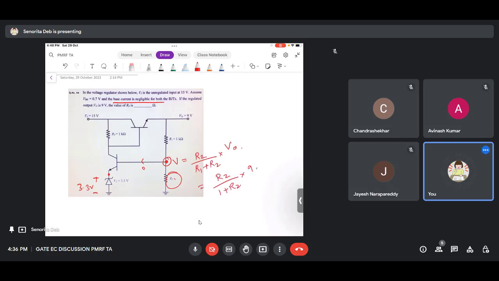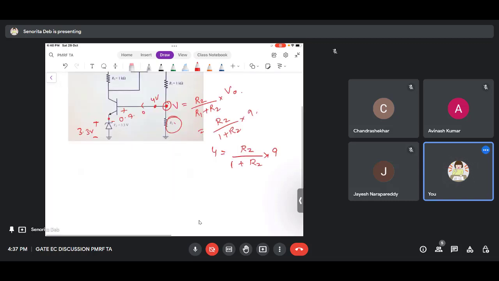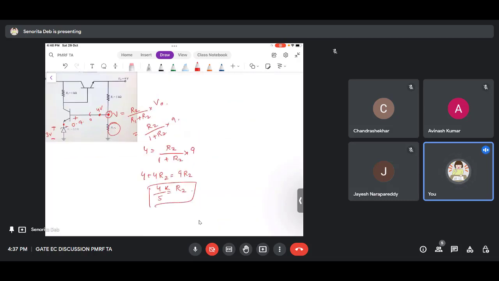This is already done. Now this I know it is plus minus 3.3. This I know it is plus minus 0.7. Right? So what is the value here? 4 volts. So just equate it. 4 equals to R2 by R1 plus R2 into 9. 4 plus 4 R2, 9 R2. 4 by 5 is this much K. So they have asked in ohms. 4000 by 5 is the answer. 800 ohms.